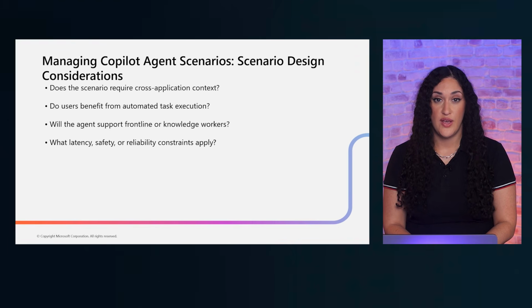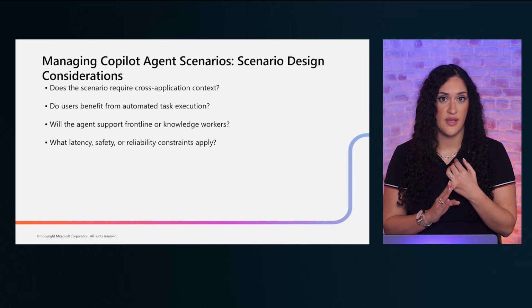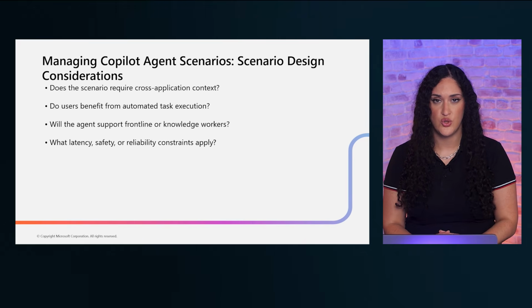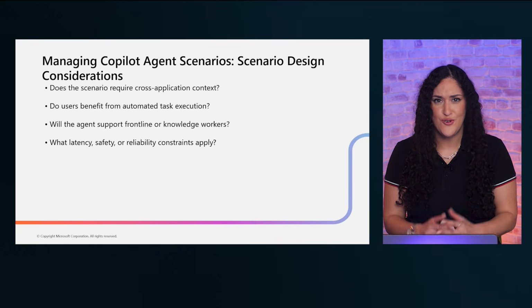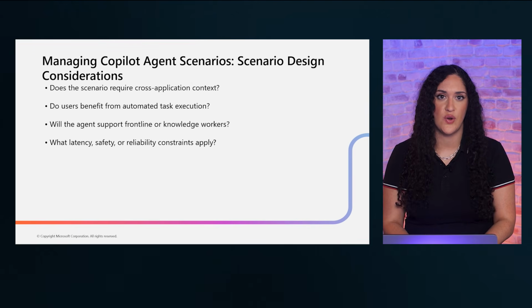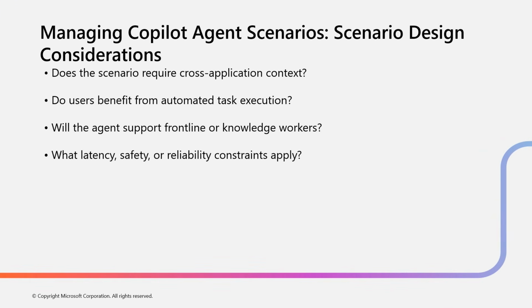When designing new agent scenarios, ask these 4 questions. Does it require cross-application contexts? Do users benefit from automated task execution? Will it support frontline or knowledge workers? What latency, safety, or reliability constraints apply? These help you scope properly and avoid over-engineering. Validate each scenario with real users before full development. A quick prototype can reveal whether the agent adds genuine value or whether a simpler solution would work better.